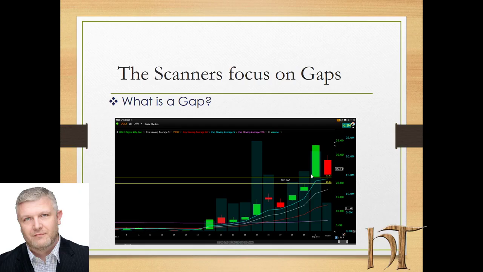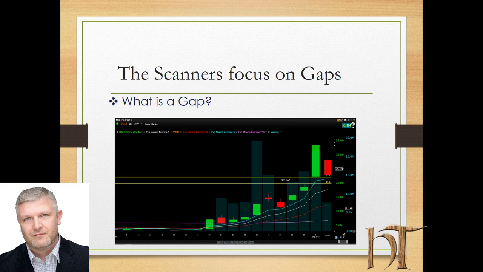It's a little pocket between the close price the previous trading day and the opening price today, and there's absolutely no resistance there. Stocks gap up because they have good news. And usually the news is released after the market's closed, or overnight, or before the market opens.